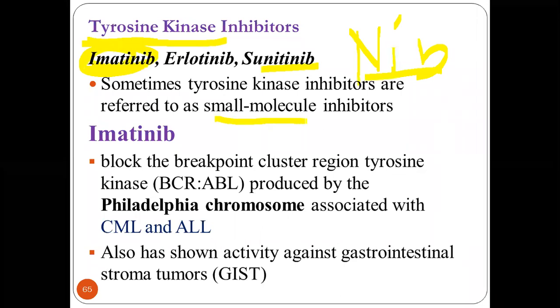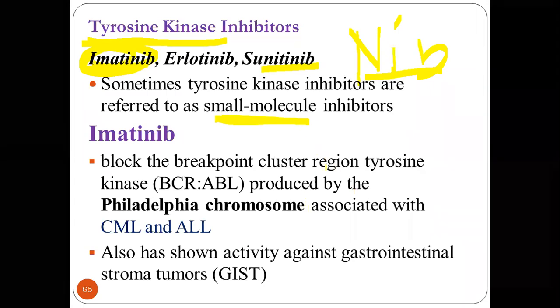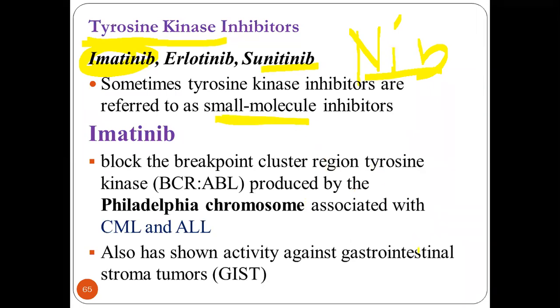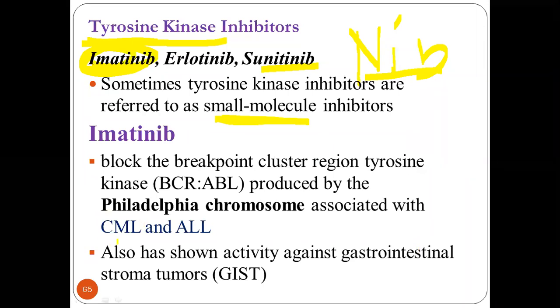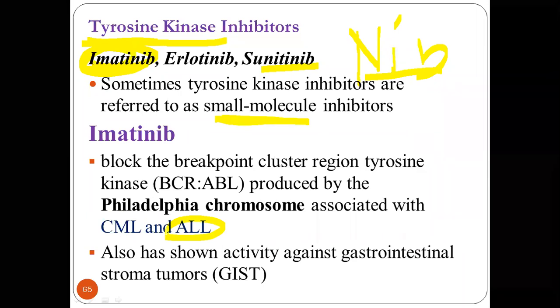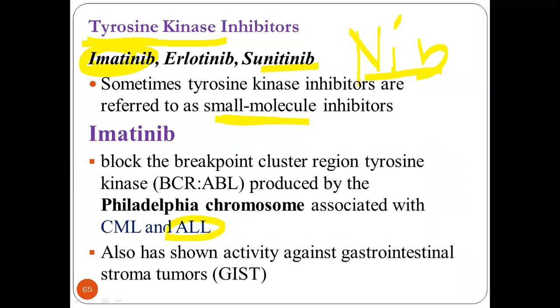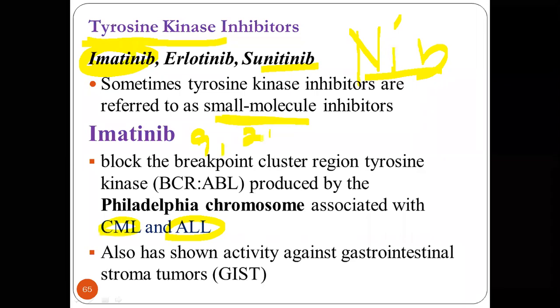Okay, they are known as small molecule inhibitors, and the main role of tyrosine kinase enzyme inhibitors is usually in the management of chronic myeloid leukemia or acute lymphoblastic leukemia. So remember, in some types of leukemias, there is a possibility of chromosomal translocation. For example, in the case of CML, there is a chromosomal translocation between chromosome 9 and chromosome 22.